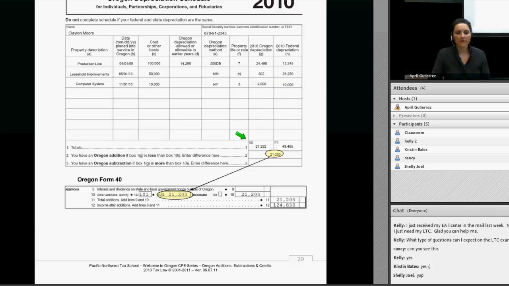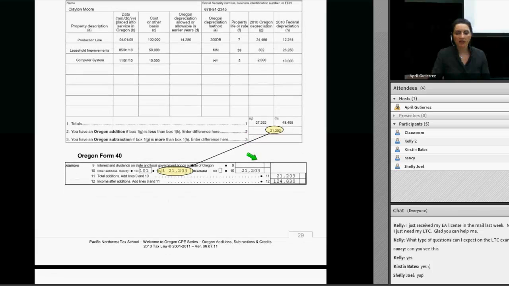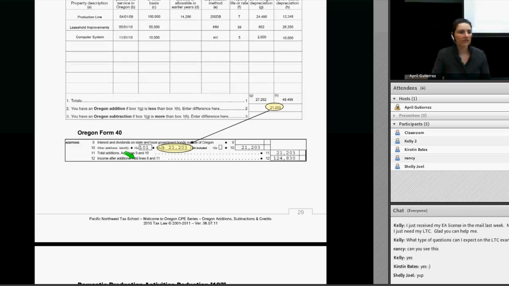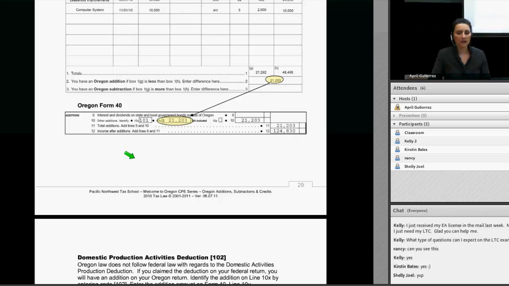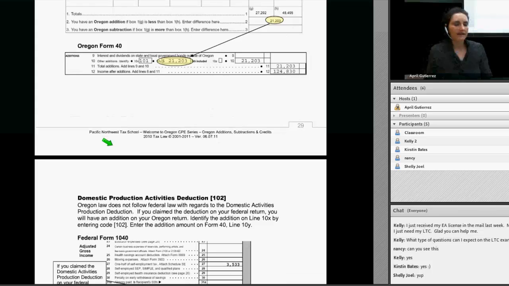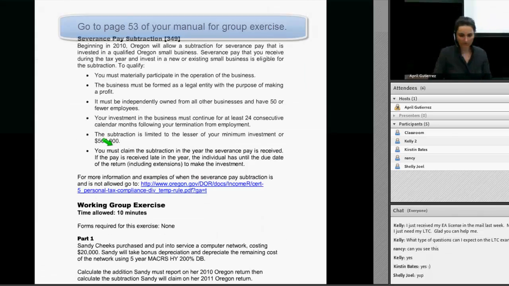You total these two columns, you have $48,000 federal, you have $27,000 Oregon for a difference of $21,203. And that will carry over to Oregon Form 40 as an addition, and you will enter addition code 101 on the line. Now there is a working group exercise in your manual.